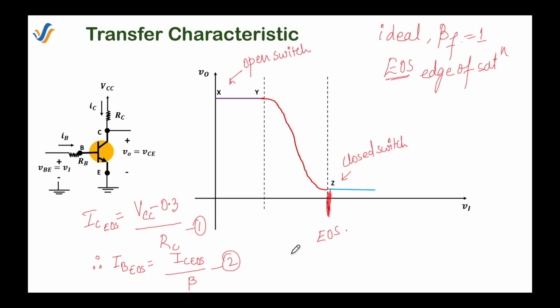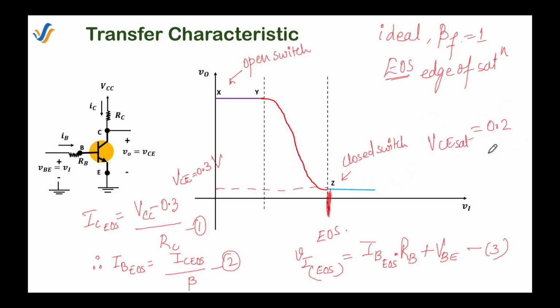So it is very easy, given by IB/EOS product RB plus VBE. So this is our equation 3. Generally at this point, the VCE value, we consider it as 0.3 volt. And after entering into the saturation region, the VCE saturation value, normally we take a standard value of 0.2 volt.